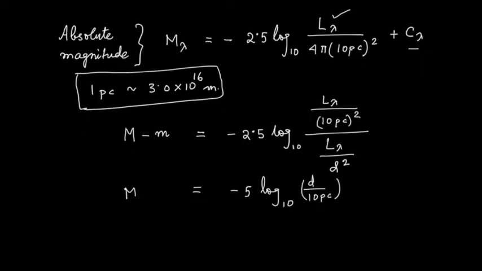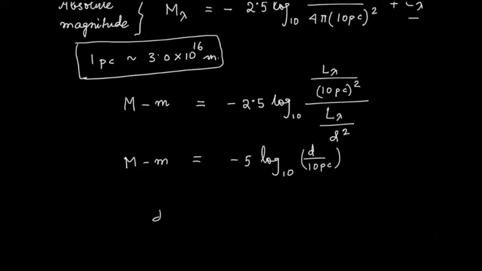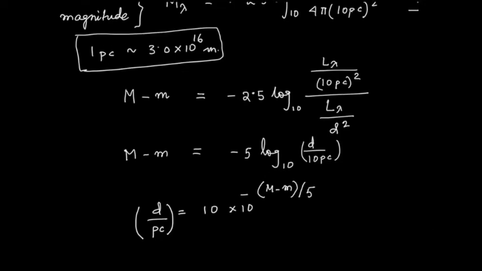Or I can invert this relation. So this was M minus m is this. I can invert this relation to get the distance, which in units of parsec is 10 into 10 to the power (m minus M) by 5. So if we know from some independent measurement capital M, we can know the distance to the star.